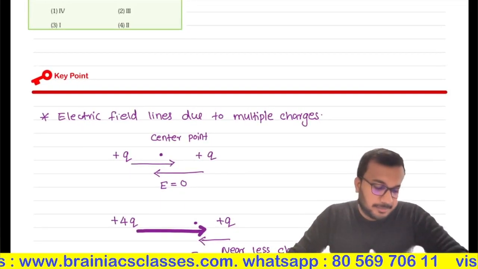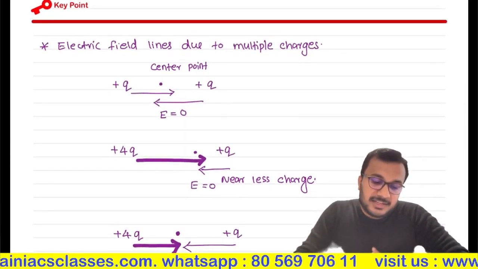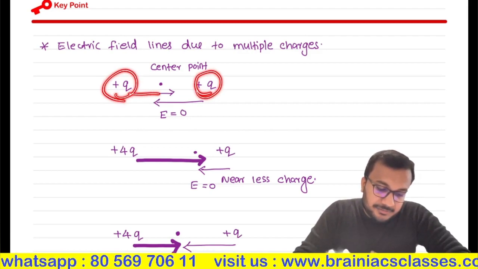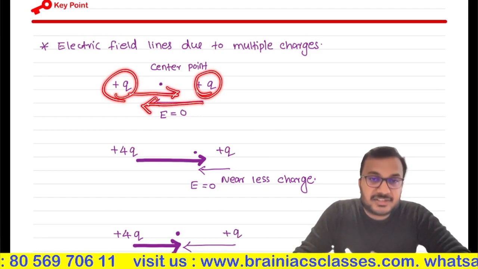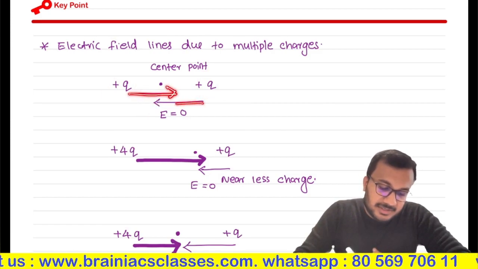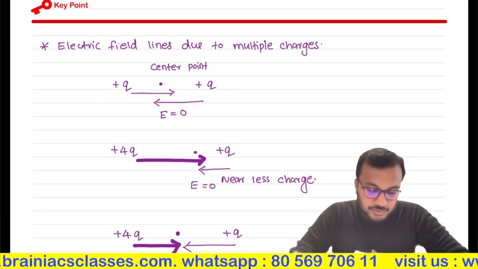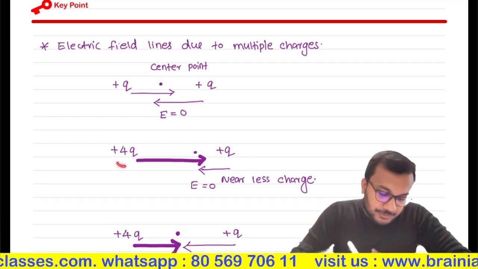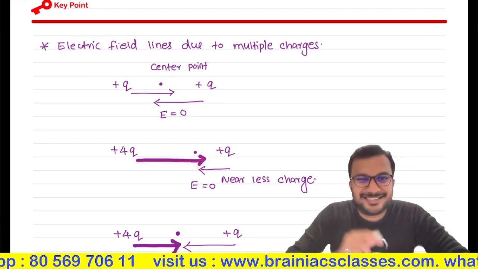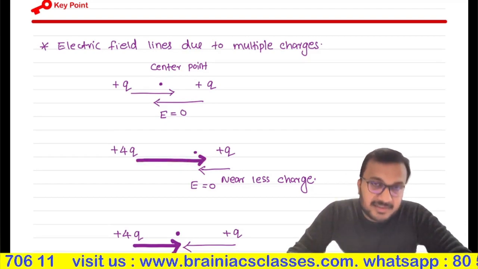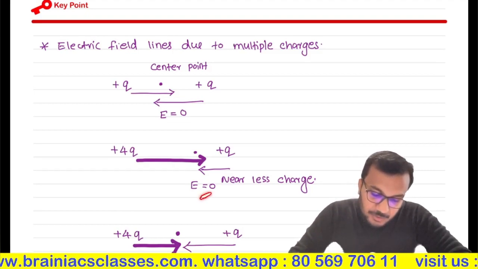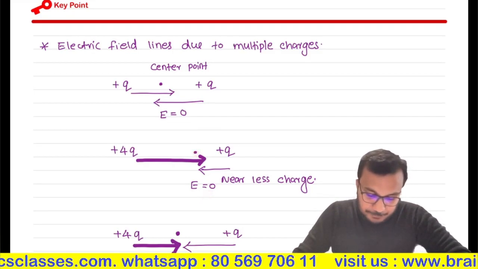Let me explain some theory behind this. Electric field lines due to multiple charges. See, this is plus q, this is plus q. Electric field lines are going in opposite directions, away from the first and away from the second, so the electric field at the center is equal to 0. If the magnitudes are different, say plus 4q and plus q, here is a strong electric field, which I wrote as a thick line, and here a less thick line because of less electric field. So the electric field will be equal to 0 nearer to the lowest charge.